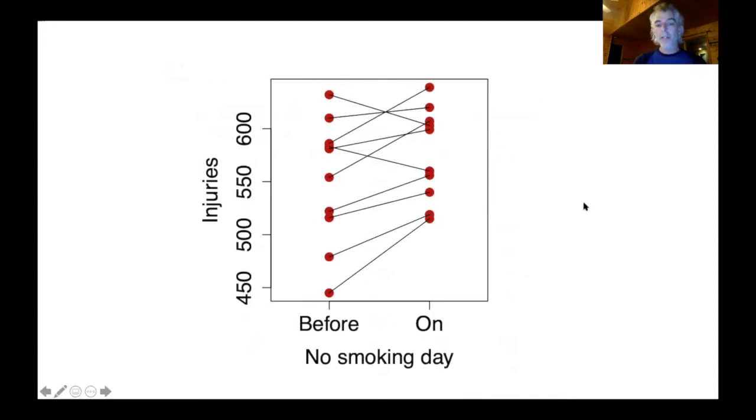So here is what the data look like graphically. We have injuries before the no smoking day and injuries on the no smoking day. But each of these observations is logically connected to another observation. And so we've just connected those with a straight line. And we can see that most of the lines go up, suggesting that it seems like there might be an increased prevalence of injury on these no smoking days.